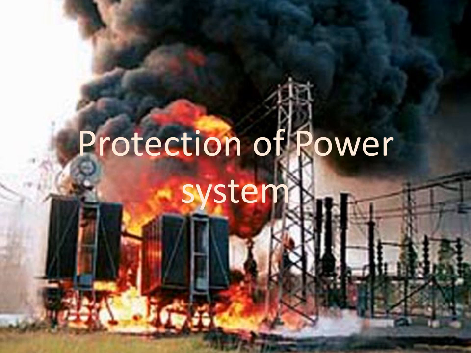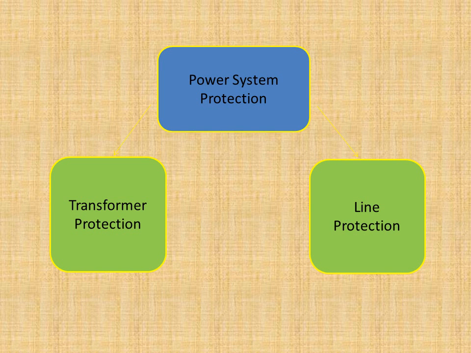Now, as we all know, the protection of the power system is a vital and most important thing as far as distribution and utilization are concerned. As the power system is constituted of various valuable devices, it is necessary that we take certain measures to ensure life and financial safety. The power system protection basically includes transformer protection and line protection.